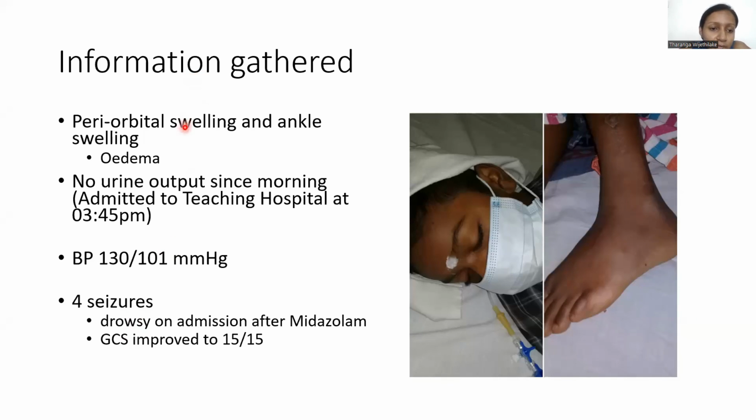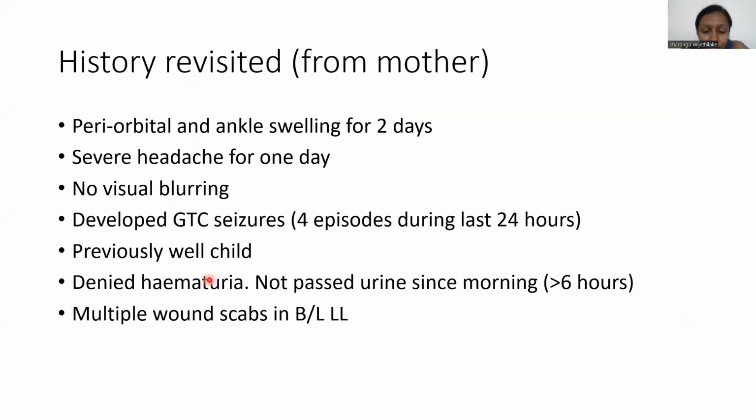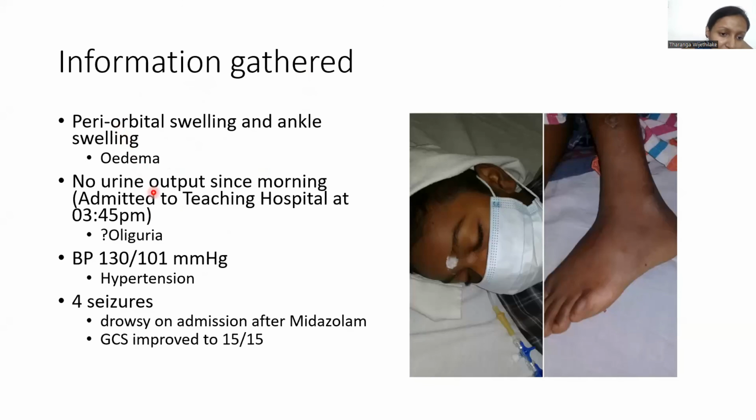Right. Now, what is this? Periorbital swelling and ankle swelling is edema. No urine output is oliguria. This blood pressure in a child is actually hypertension. So what are we dealing with here? Now we got a few more details. Right? These are some cardinal things: edema, oliguria, hypertension.